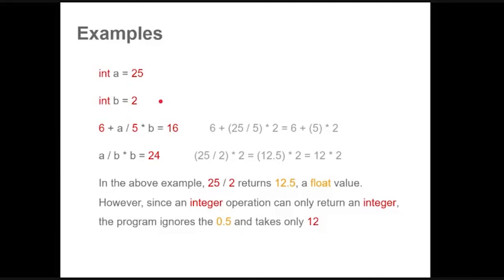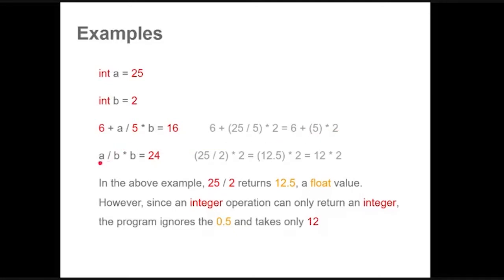An interesting example would be here. If I have declared an integer a equal to 25 and integer b equal to 2, 6 plus a by 5 into b is equal to 16. That is pretty clear. 6 plus 25 by 5 into 2 will be equal to 6 plus 5 into 2, which will be equal to 6 plus 10, which is equal to 16.